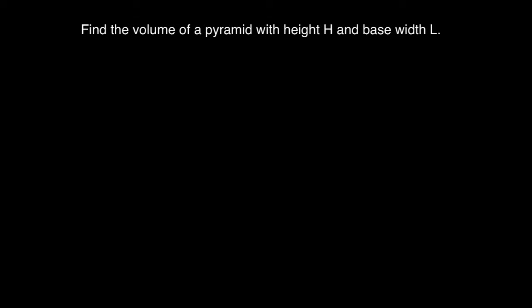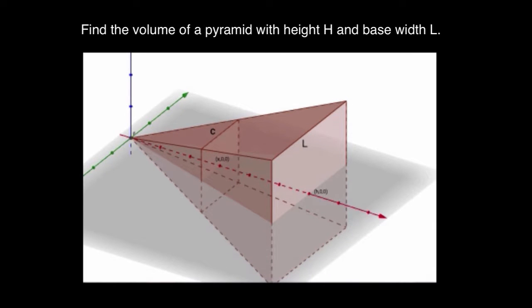Let h be its height and L be the length of one of the sides of the base of the pyramid. To do so, let's picture this pyramid with its tip at the origin and the center of its base at the point (h, 0, 0). Now, if we cut the pyramid at some x value, the cross-section will be a square. Let c be the length of one of its sides. Then A(x), the cross-sectional area, is given by c squared. So now we need to find c.